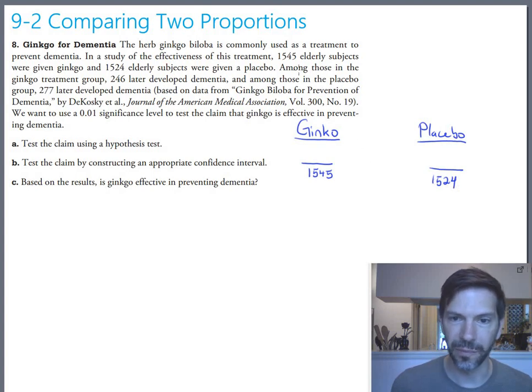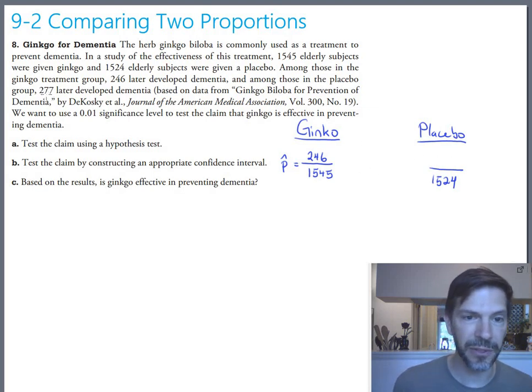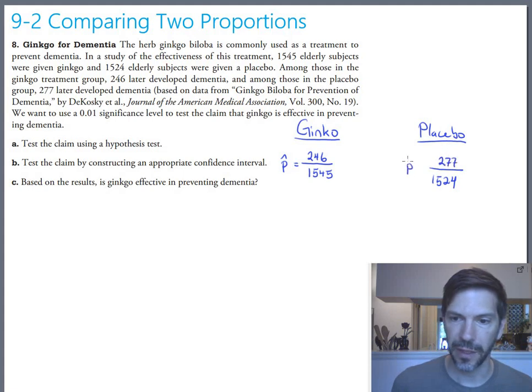Okay, moving on. Among those in the ginkgo treatment group, 246 later developed dementia. So it was 246 out of 1,545. That was the sample proportion for the ginkgo group. And the placebo sample, it was 277. That was the sample proportion there.